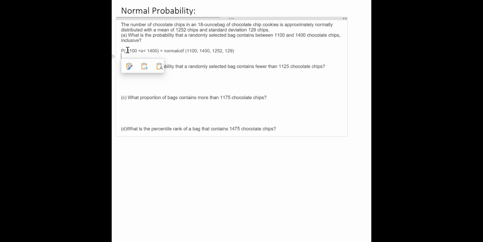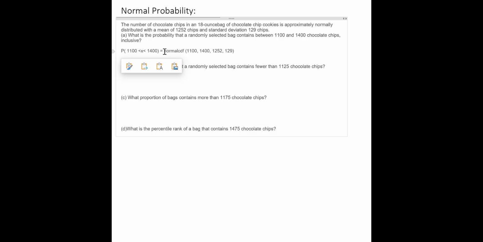The number of chocolate chips in an 18-ounce bag of chocolate chip cookies is approximately normally distributed with a mean of 1252 and standard deviation of 129 chips. What's the probability that a randomly selected bag contains between 1100 and 1400? So he wants the probability of X between 1100 and 1400, and to find it, you can use a built-in feature on the calculator.